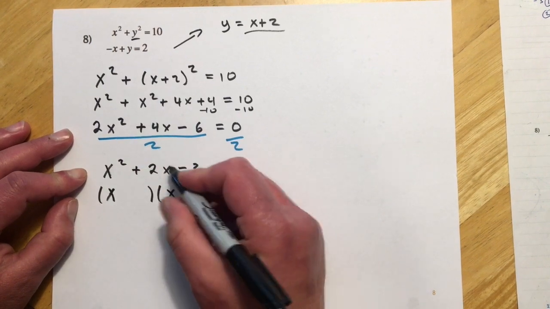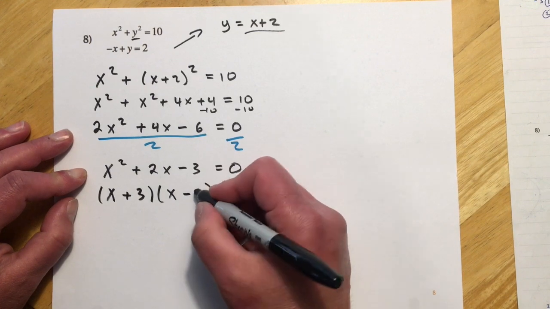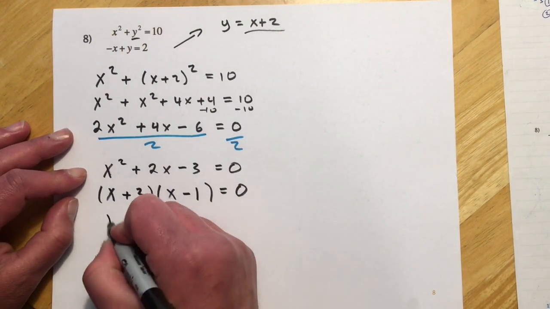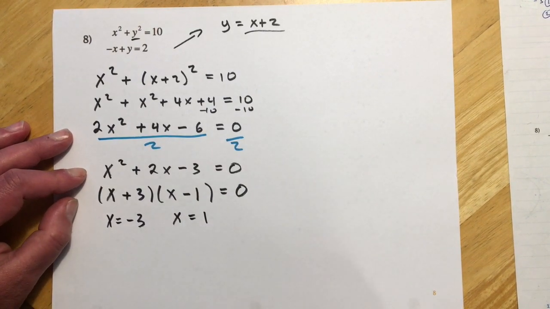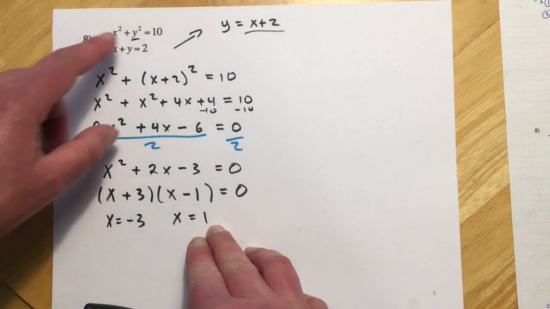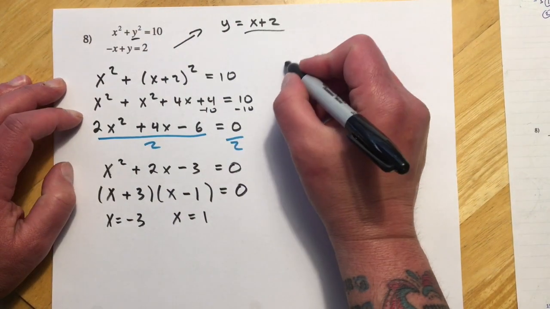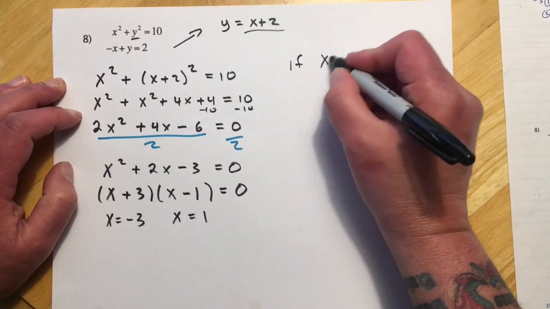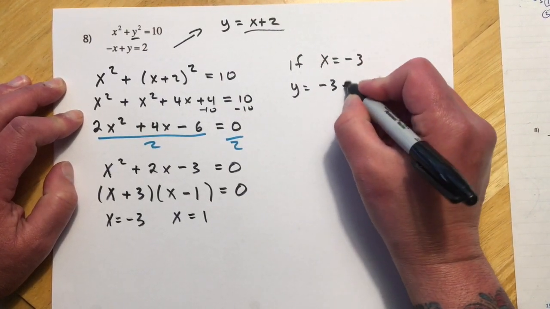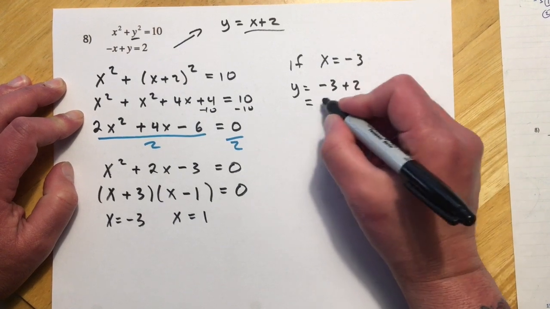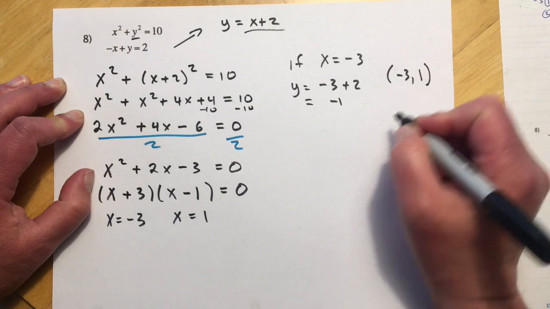And that's going to be plus 3 and minus 1. And so x equals -3, x equals 1. Once I have those, I'm going to come back to the really easy equation, plug them in and get the y values. So if x equals -3, then y equals -3 plus 2, or -1. So that gives us -3, -1.